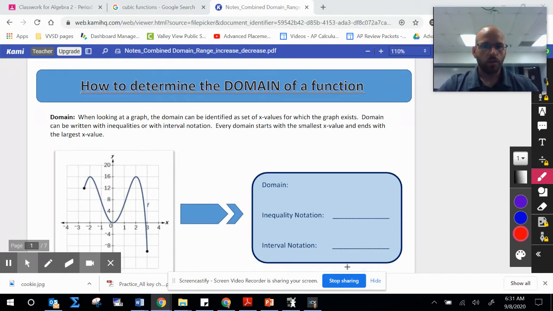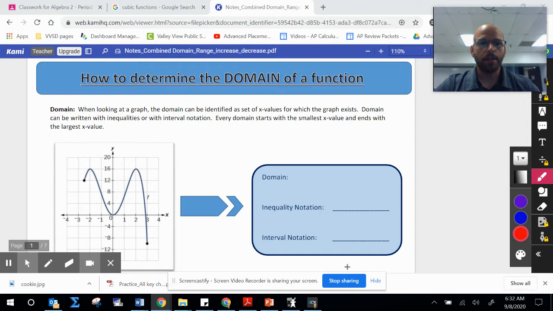Okay. So the first thing we're going to take a look at is the domain of a function. If you read the little paragraph at the top, the domain can be identified as a set of x values for which the graph exists. Again, we're talking about x values. Domain can be written with inequalities or interval notation. I'll show you what that looks like. And every domain starts with the smallest x value and ends with the largest x value. So I'll repeat that as we go.